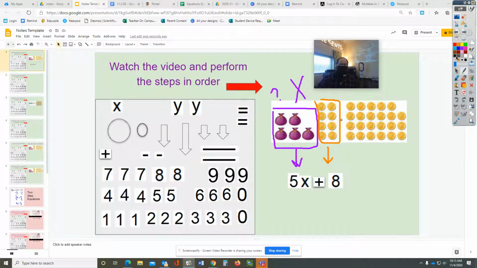Now my equal sign always stays the same. You always have to have an equal sign here. So we're going to bring the equal sign down, and so I'm going to click over here and just drag it right there.